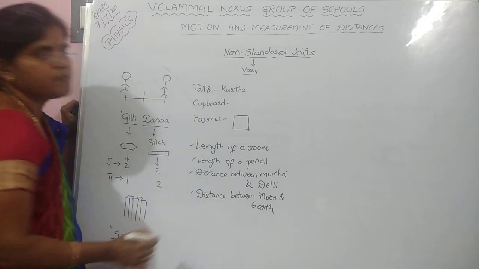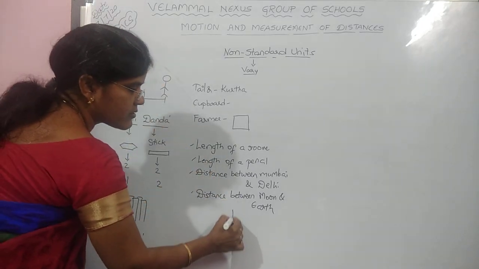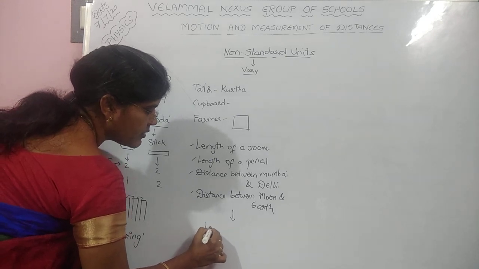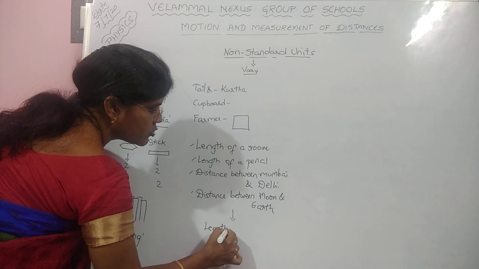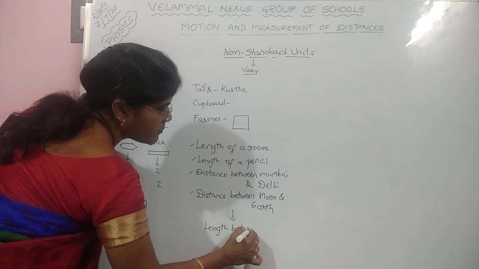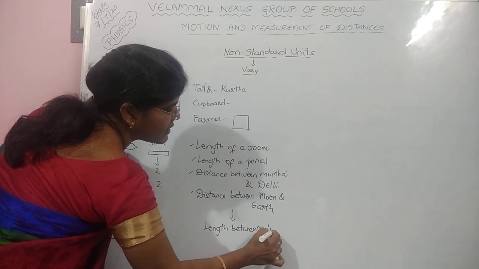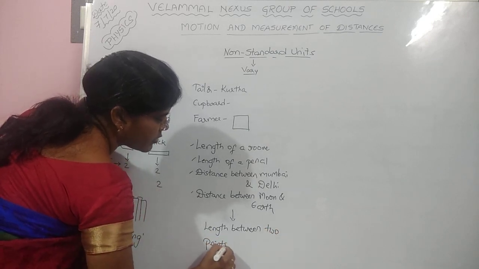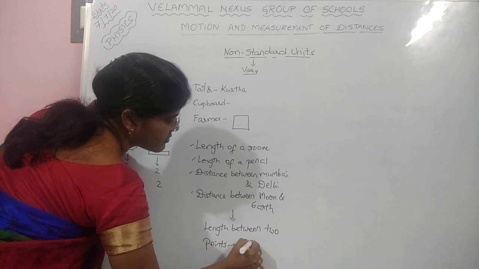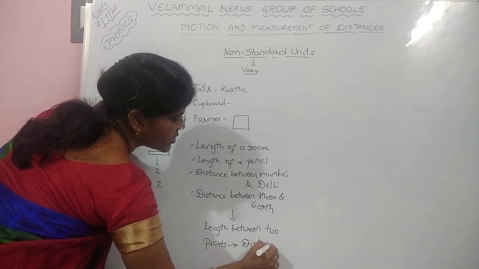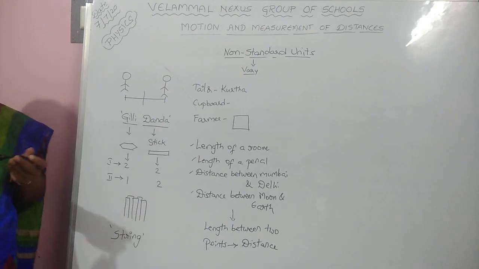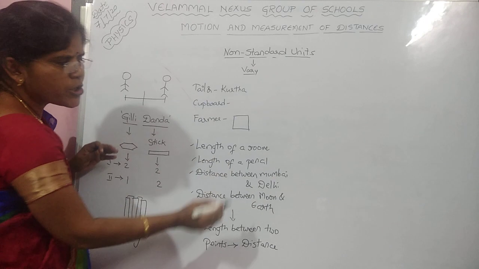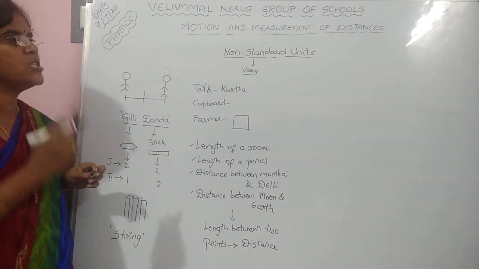It is nothing but the distance between the 2 points. Length between the 2 points. What is meant by length between the 2 points? We call it nothing but distance. Is it clear, children? When I take length between the 2 points, we call it distance. Now from this, what do you understand? Everywhere we talk about measurements.